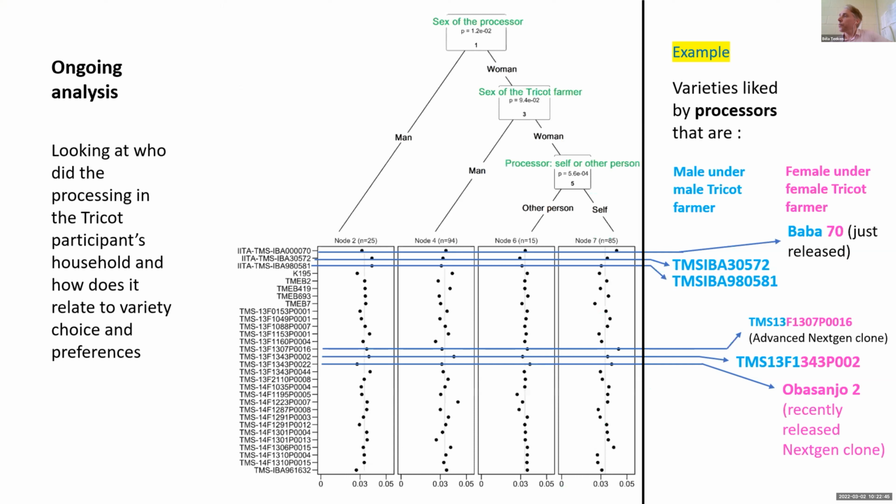And then also if you go to the sex of the tricot farmer, and you look at cases where the tricot farmer is a man, but the processor is a woman, you also get some variances, and this can reflect some intra-household decision-making factors. And also here, for example, if the processor is a woman and the tricot participant is also a woman, we can see a difference if she is processing herself, or giving it to another person.